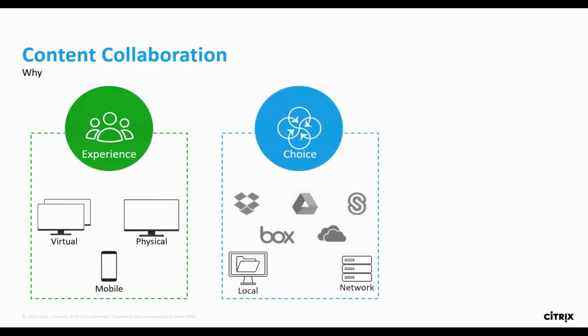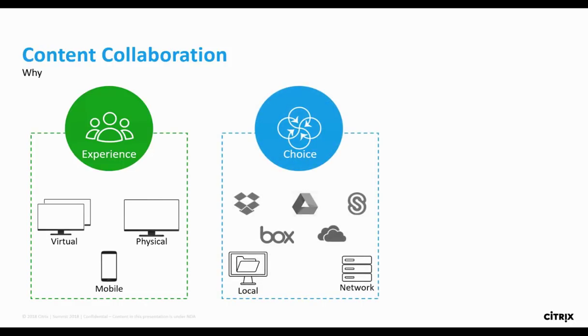So first, it's about the experience. How are you accessing these different devices? What type of devices are you using? How do we handle content on these different devices? Is it a virtual device? Is it persistent, non-persistent? Is it physical? Is it mobile? How do we handle content on these devices so it's optimized and the user gets a good experience on it? The next thing we have to concern ourselves with is the choice.